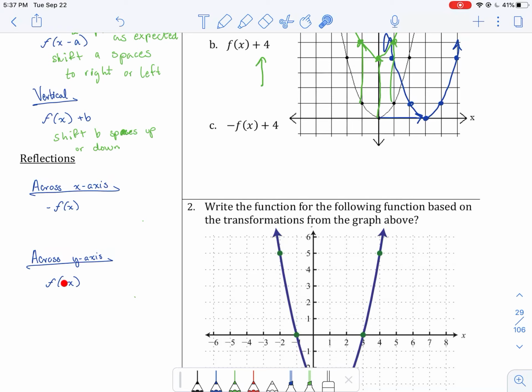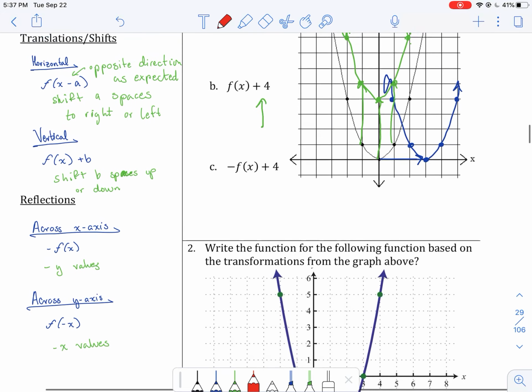Or if just the x part is negative and the function is all around it, that means that we're going to reflect across the y-axis because we're changing our values. Here we're changing our y values. Here we're changing our x values. So in the case of C, we have 2 different translations.